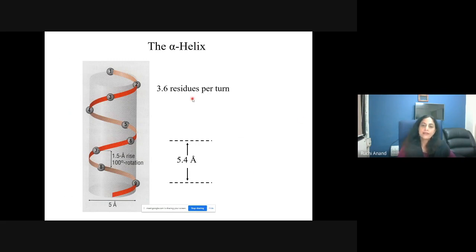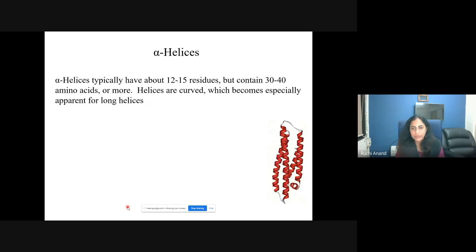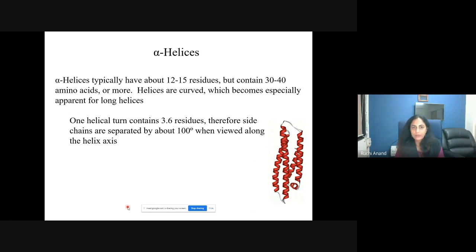It has 3.6 residues per turn, and the height is around 5.4 angstroms when you complete the whole turn. There's a rise of 1.5 angstroms and a rotation of 100 degrees for each amino acid as it is present in the helix. The width is around 5 angstroms. Let me show you an alpha helix; generally alpha helices can be 12 to 15 residues long, and you can have many alpha helices.